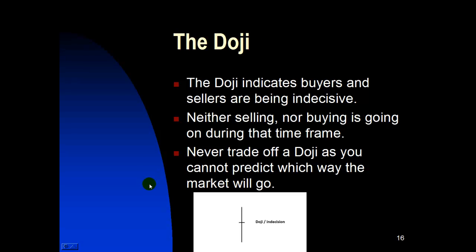The Doji indicates buyers and sellers are being indecisive. Okay, never trade off a Doji. Neither selling nor buying is going on during that time frame. Okay, this can happen during very low volatility market times.